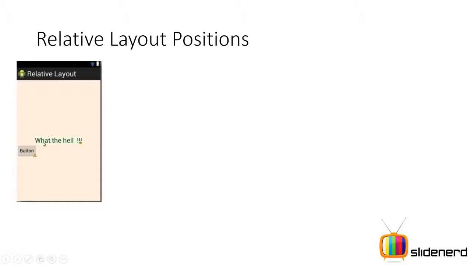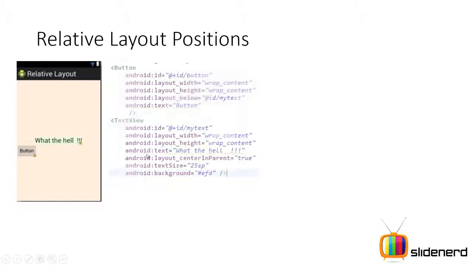So first, what I have is this text view over here which says what the hell, and there is a button right below it. Now if you see the code over here, it looks pretty simple. I have the text view, right? I have given it an ID, @id/my_text, and then I have a layout width, layout height, and the text is simply what the hell. And for the text view, I have simply said center in parent.